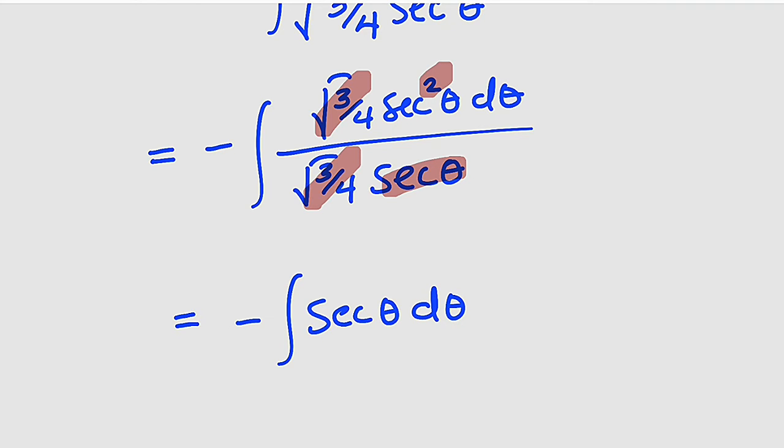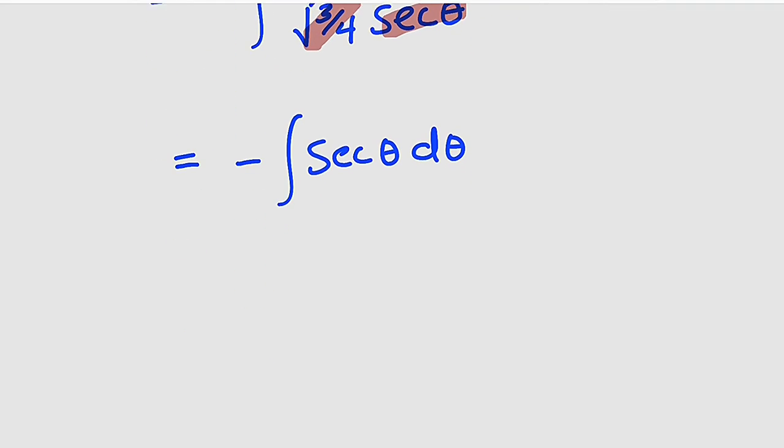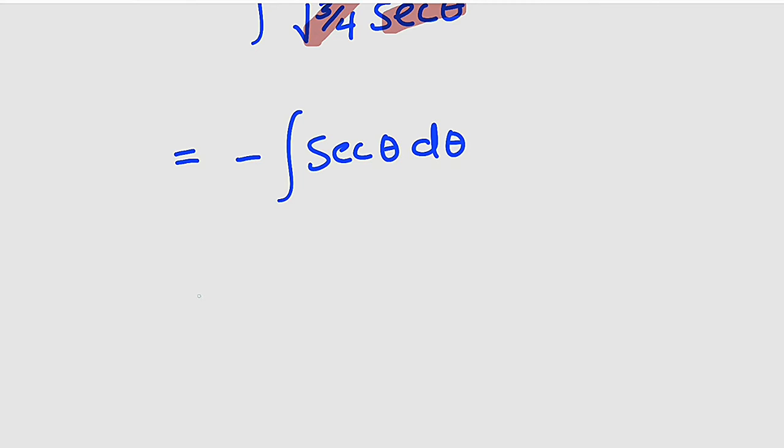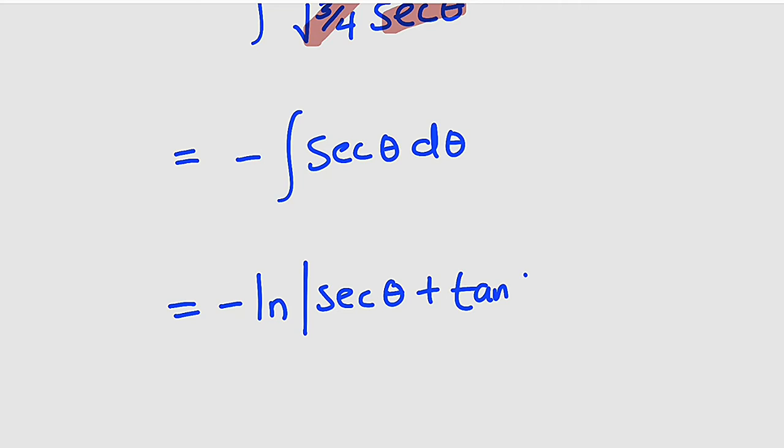So how can we integrate secant theta? It is the same thing as natural log of secant theta plus tan theta. But remember, we have a negative sign. So this is equal to negative natural log of the absolute value of secant theta plus tangent theta plus the constant of integration. We are done.